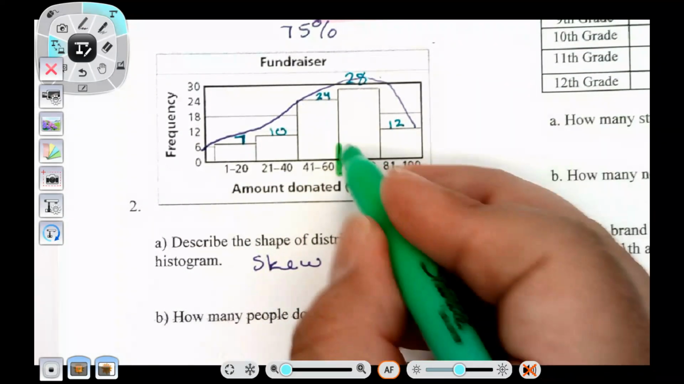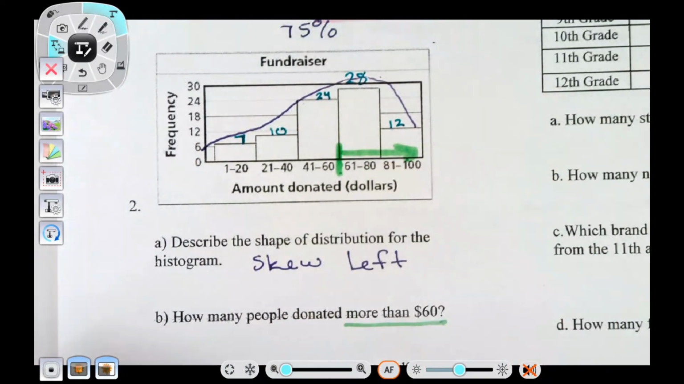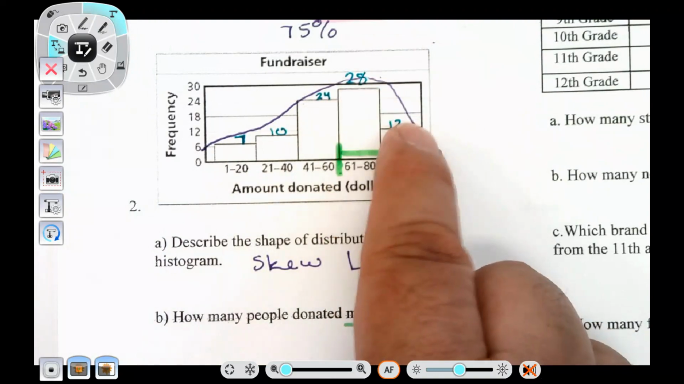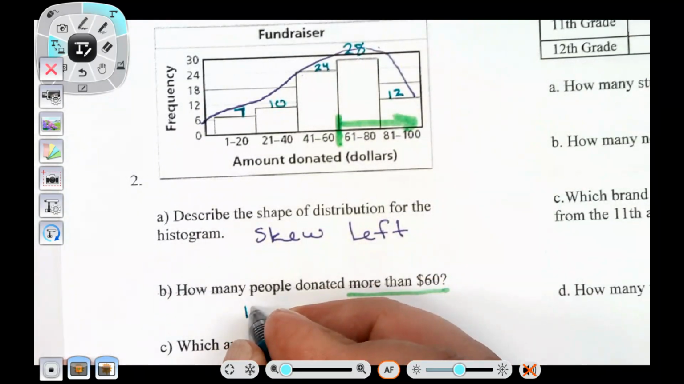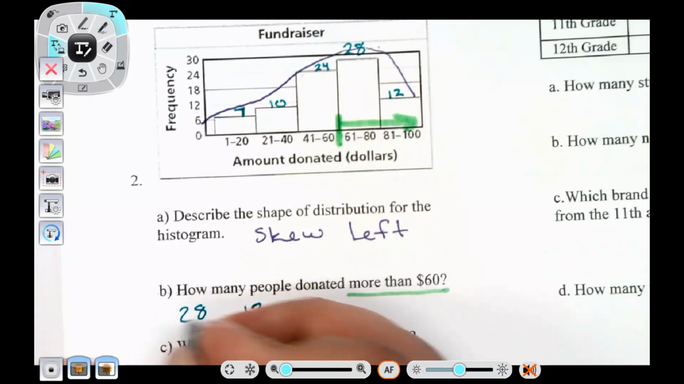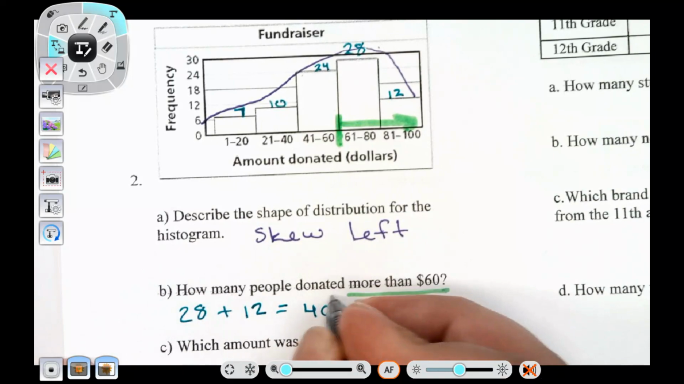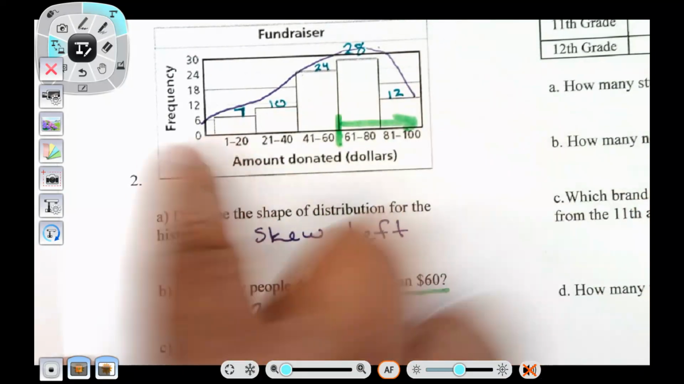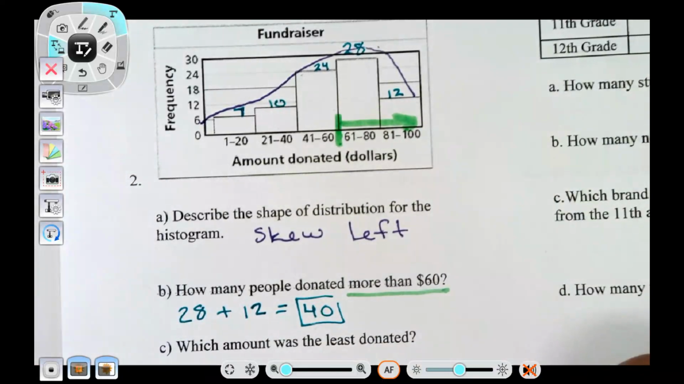So if it's more than 60, I'm going that way, which means I'm going to take that 28 and the 12. And of course, just like a lot of other stats, I'm just going to add the 28 plus the 12, which says 40 people did that. 40 people spent $60 or more.